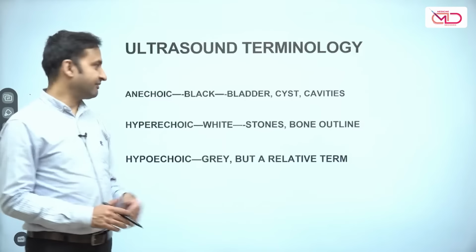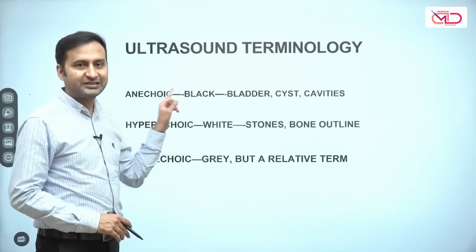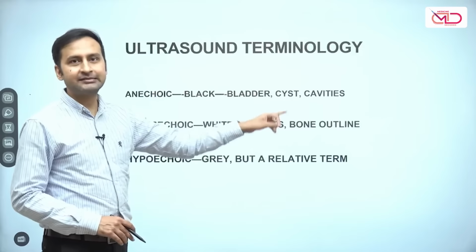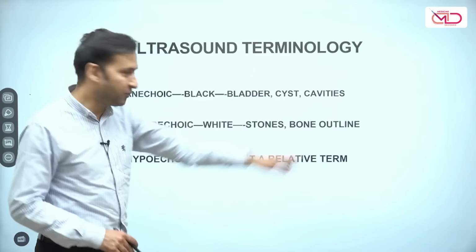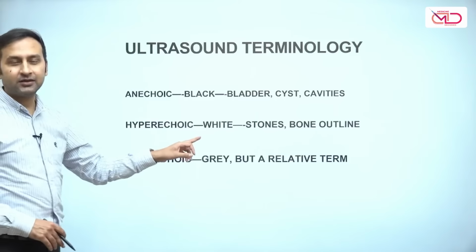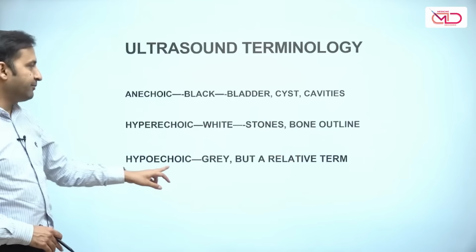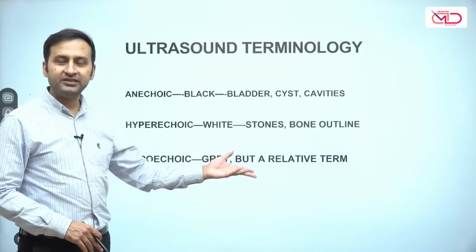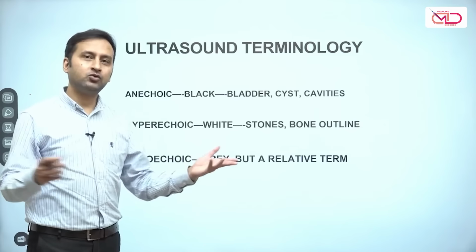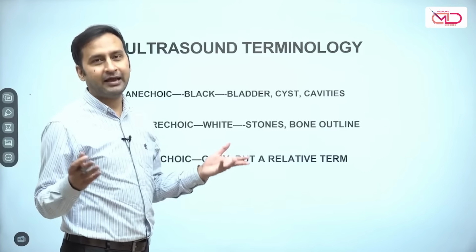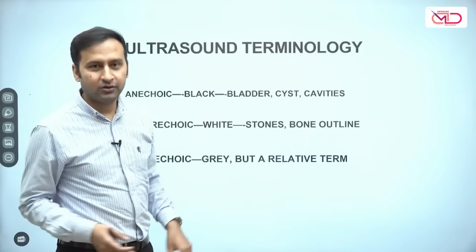So, revising the basics again: anechoic, no echoes, black. Bladder, cysts, cavities are going to look black, anechoic. Hyperechoic are white. All the stones and the bones are going to appear bright on ultrasound. And hypoechoic is a relative term. These substances are going to appear gray. They include all solid organs like kidneys and liver and pancreas and so on.